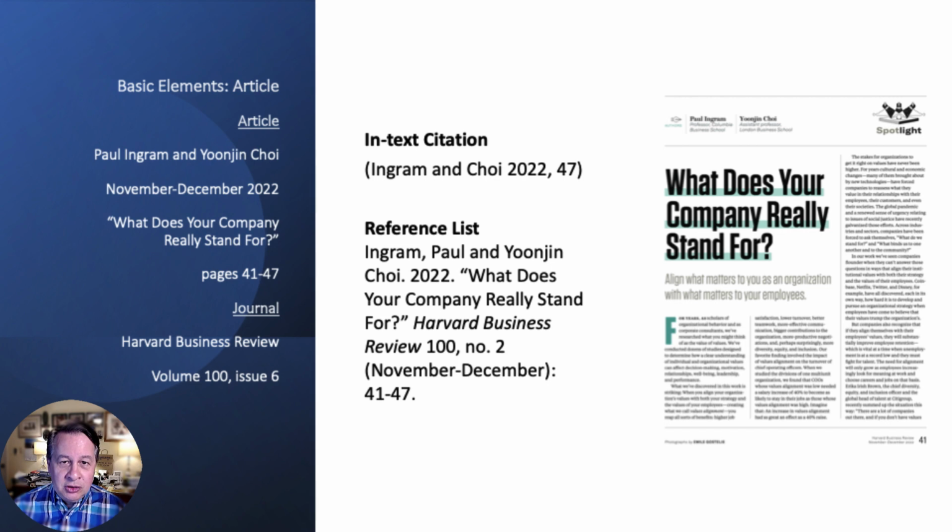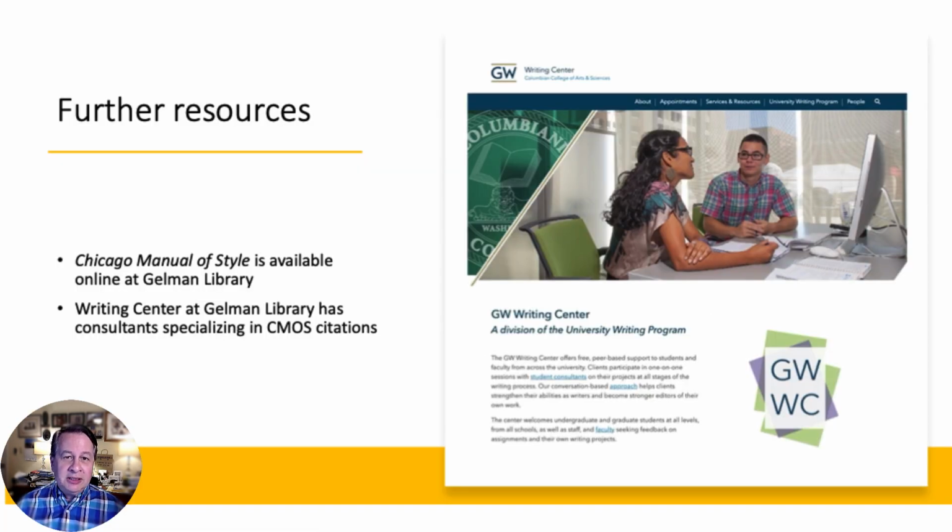Then the name of the journal in italics, Harvard Business Review, then the volume number and the issue number, and then in parens, the month or the season, colon, and then the page numbers, 41 through 47, followed by a period. So those are the basic formats that you'll come across 80, 90% of the time.